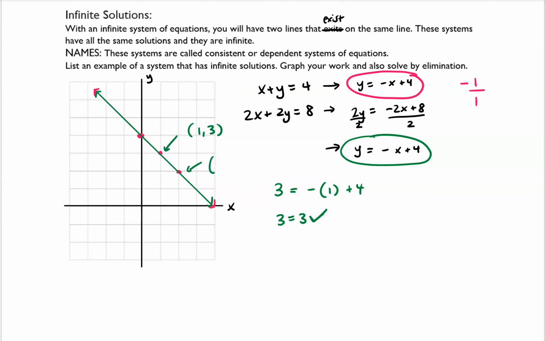Notice that we have this other ordered pair here, (2, 2). That's also a solution. (0, 4) is also a solution. So it turns out there are infinitely many solutions to this system of equations.